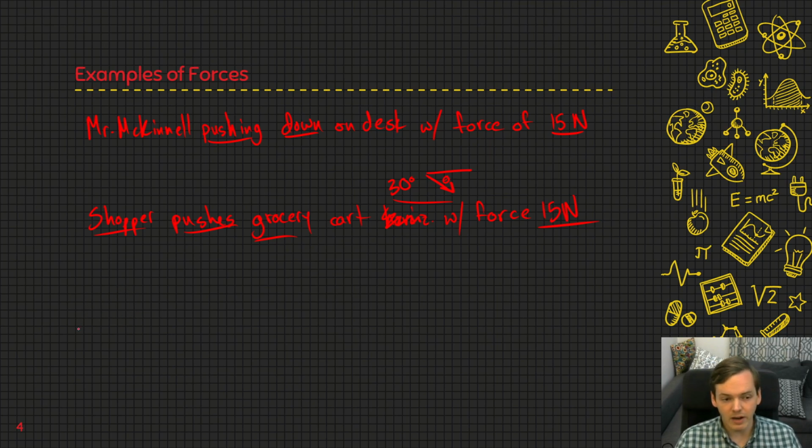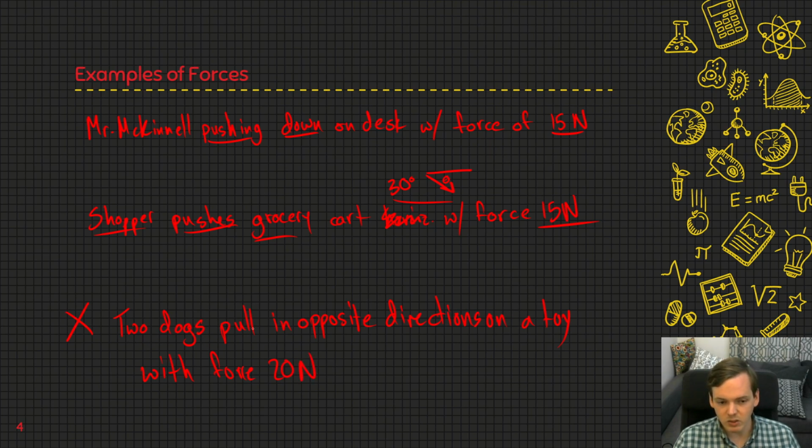So an example, a non-example, this is not an example, it's showing you what you shouldn't do. Two dogs pull in opposite directions on a toy with force 20 newtons. So this would be two forces because you've got two dogs and a toy, that's three objects. So if the two dogs and a toy are involved, that means you've got at least two forces. Dog 1 pulling on the toy, dog 2 pulling on the toy. So this, again, non-example. Don't copy it like as a proper example there.